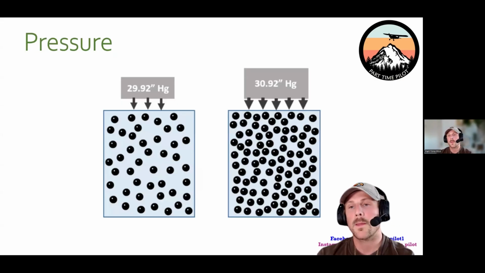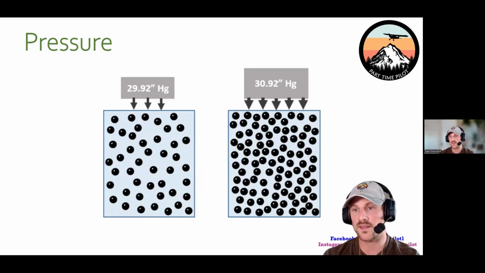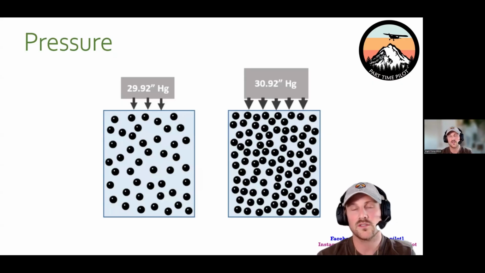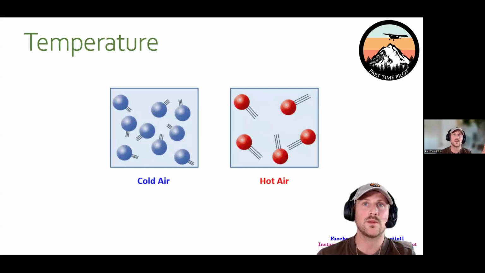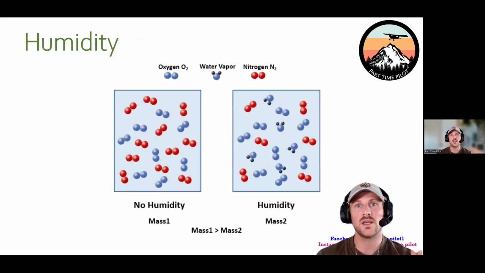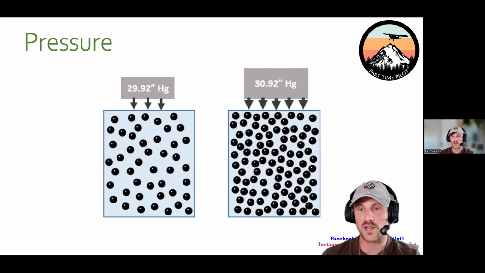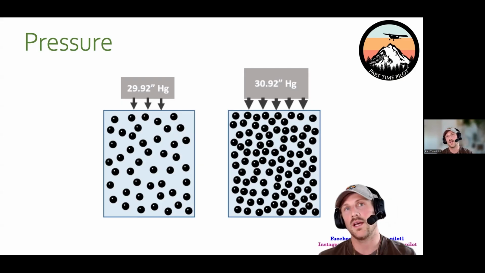All right. Last one is pressure. A decrease in pressure causes a decrease in density. So this is different than the first two, right? We talked about increase in temperature decreases density, bad for aircraft. Increase in humidity decreases density, bad for aircraft. Decrease in pressure decreases density, bad for aircraft. So the other two were increases equal decrease in density. This one is a decrease equals a decrease in density.